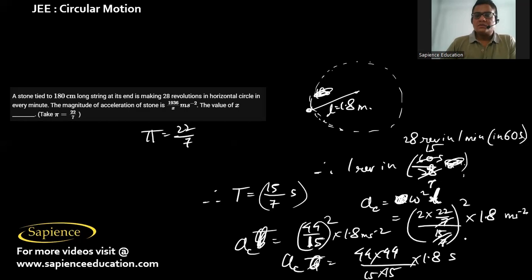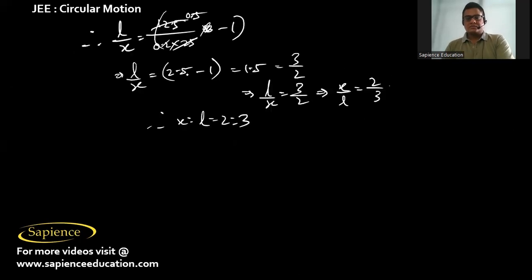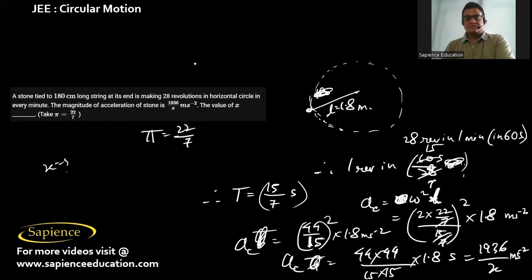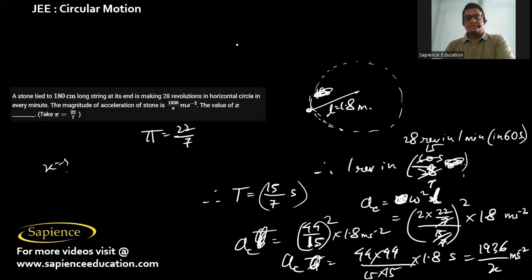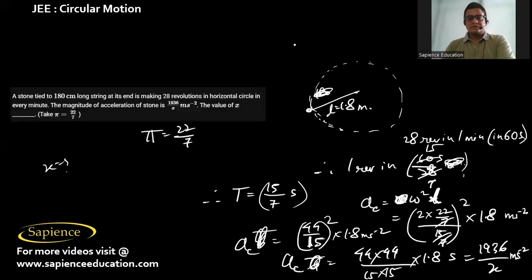And this is equal to 1936 by x meter per second square. Then we have to find out x. So now therefore we can tell 44 into 44 by 15 into 15 into 1.8 into 18 by 10. This is equal to 1936 by x. Then we have to find out x.